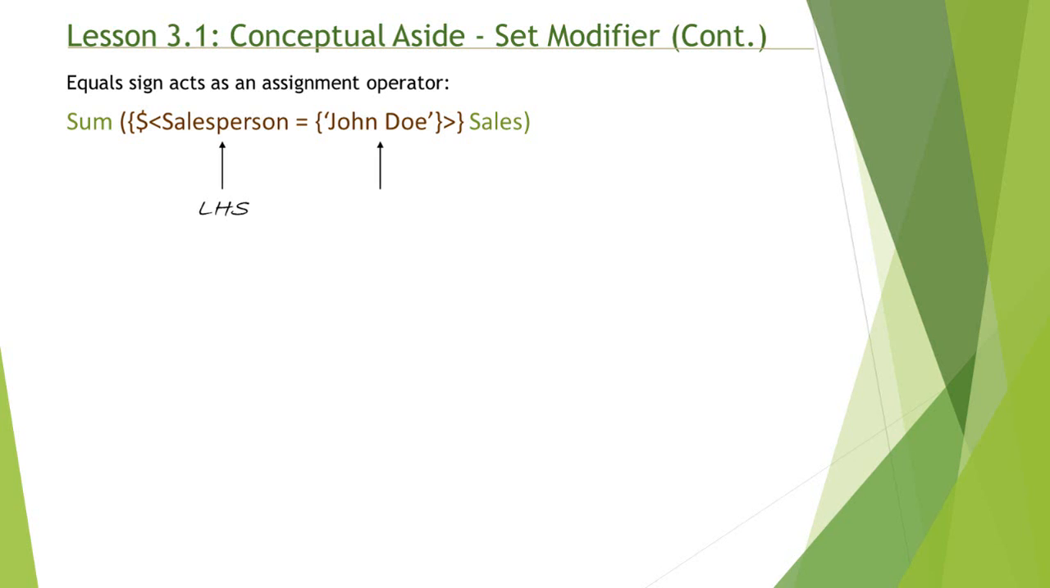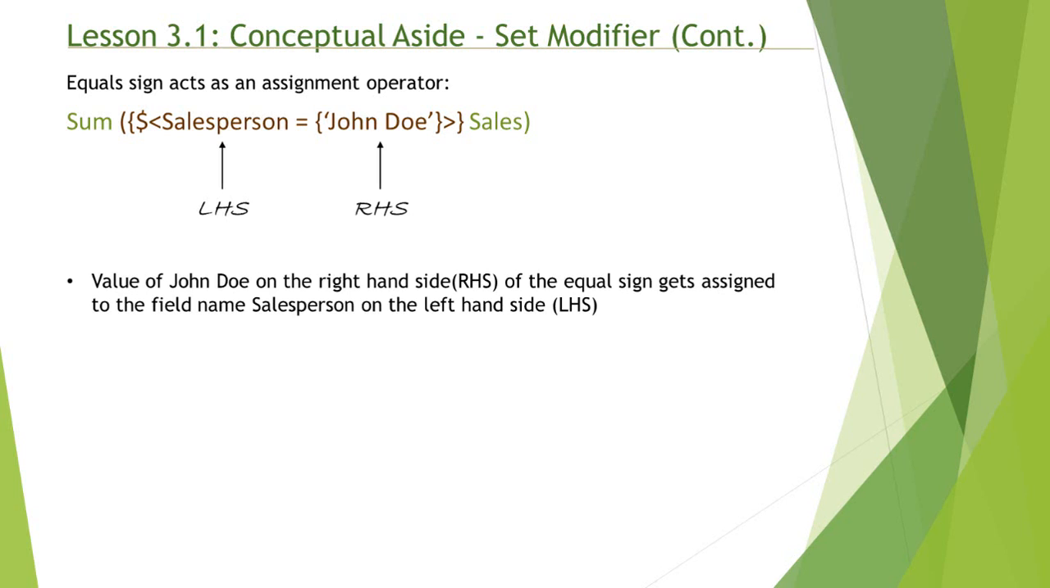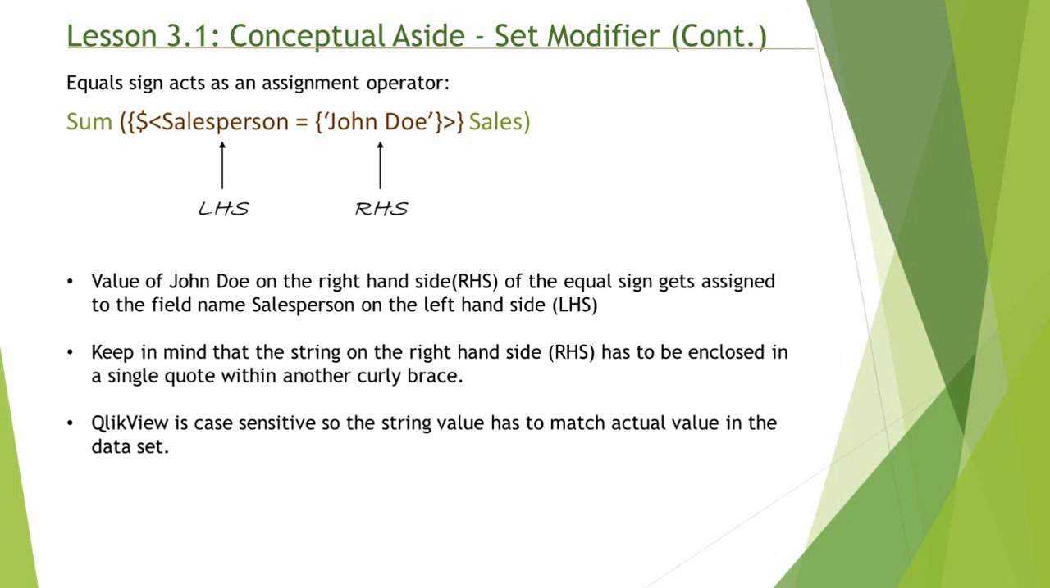So the left-hand side again is salesperson, the right-hand side is John Doe as a string value. Keep in mind that QlikView is case sensitive, so you'll have to type the exact case as it appears in your data set. So if John Doe appears as what you see in this expression, that's exactly how you have to type the name. If it is in uppercase, then you have to, of course, type the literal value in uppercase. Otherwise, QlikView will not calculate the value for this specific string.